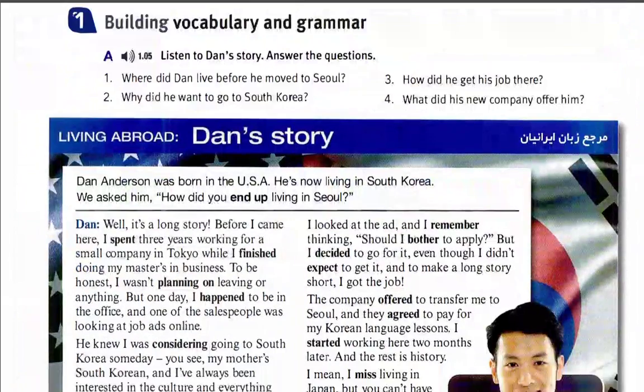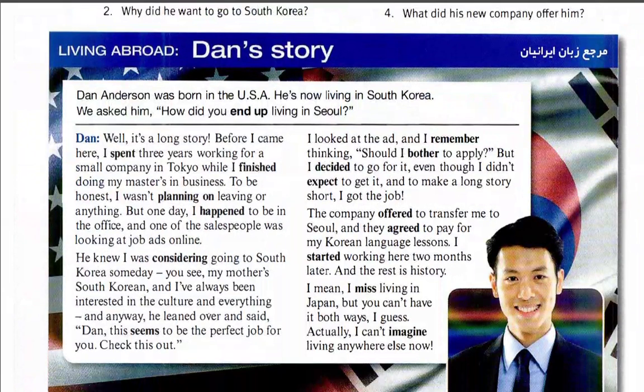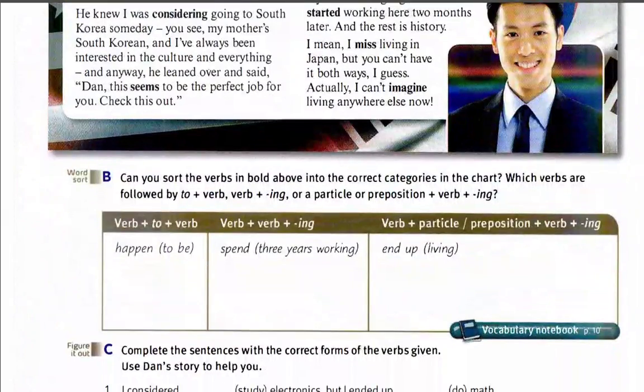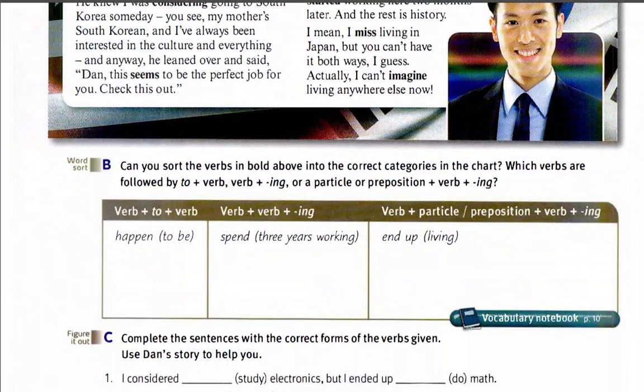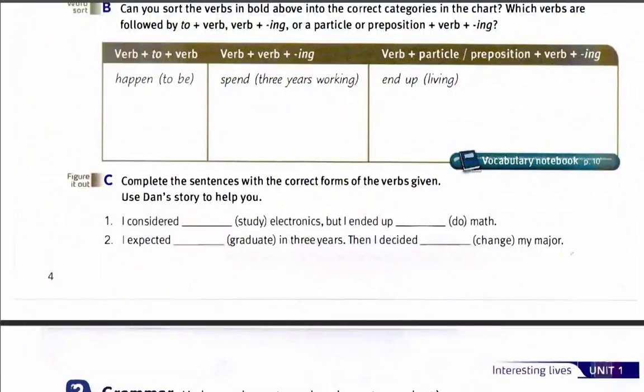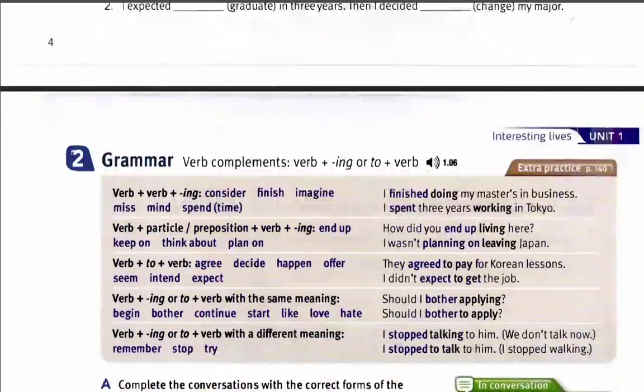Here's a story about Dan Anderson. I would like for you to read this and complete these questions. There's also a word sort here to look in there and see which verbs are used with the to, which verbs are used with ing, and which verbs are used with verb plus particle or preposition plus verb plus ing. So read this, complete these in your assignment notebook, and I will check these later.